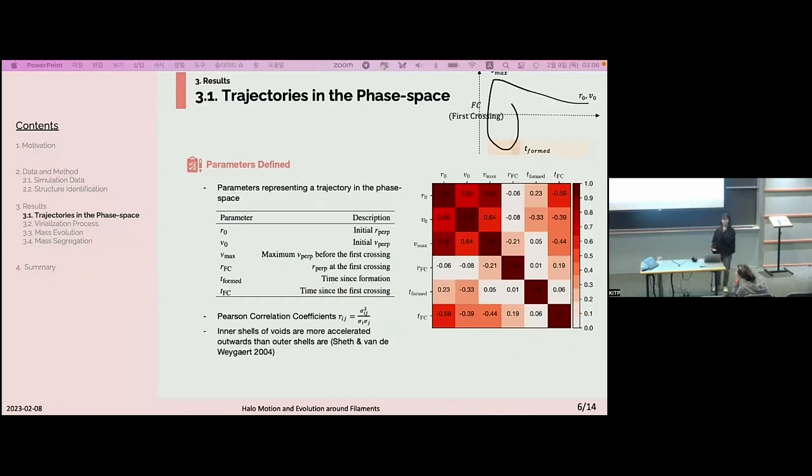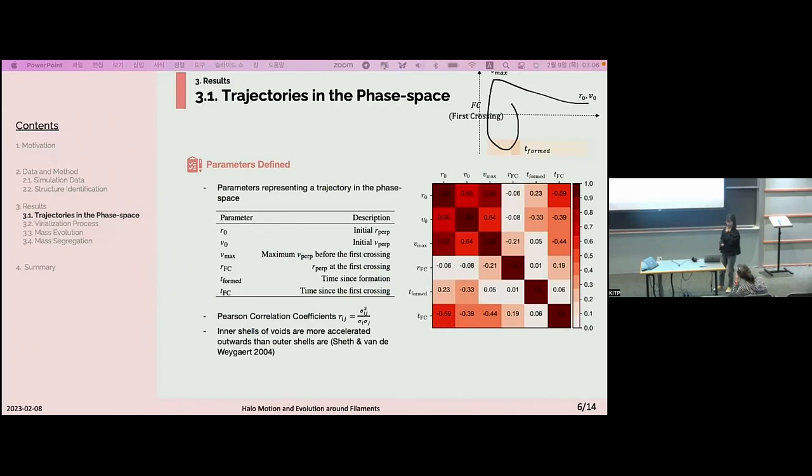So now we got the phase space diagrams, and next we defined some parameters to identify each of the halo phase space trajectories, and you can compare this table to the top schematic. R0 and V0 are the initial point in the phase space of the halo, and Vmax is the maximum perpendicular velocity a halo can get when approaching the filaments. And T-form is basically just the age of the halo.